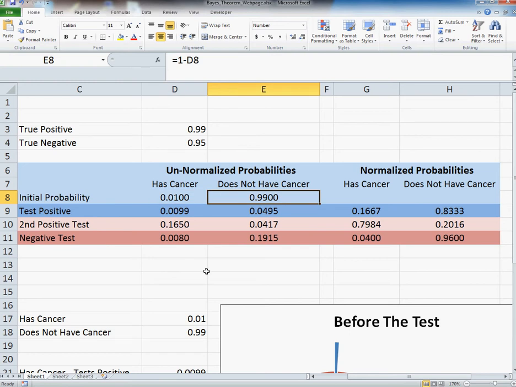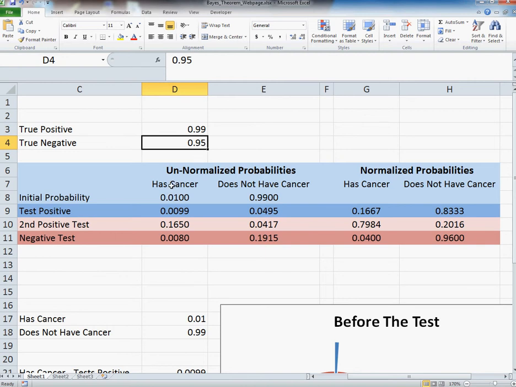The second step is to get the probability that they would get a positive result if they either have cancer or do not have cancer. If they have cancer, the probability that they're going to get a true positive result is 99%. The test will return positive 99% of the time if they have cancer. If they don't have cancer, the test will return positive 5% of the time. The true negative chances are 95%, so the false positive chances, when it will return positive if they don't have cancer, are 5%. That's 1 minus 95%.